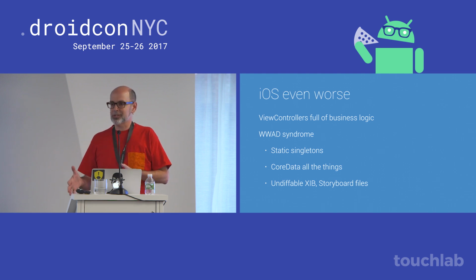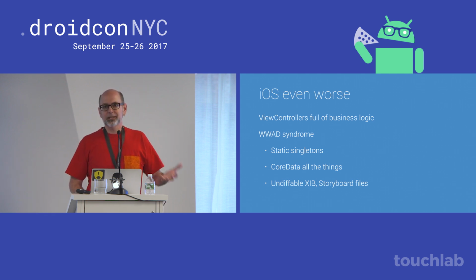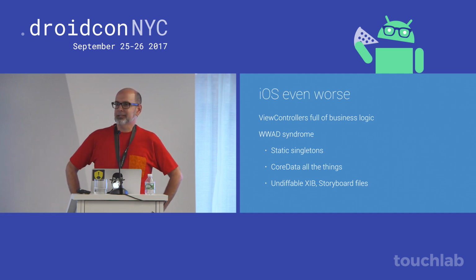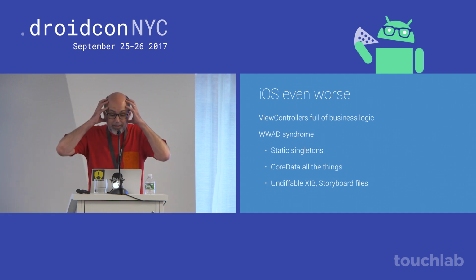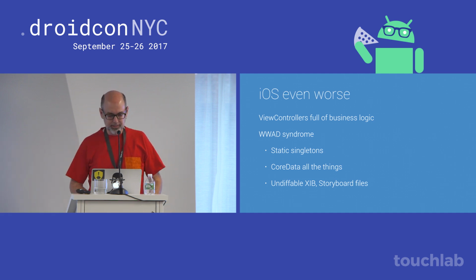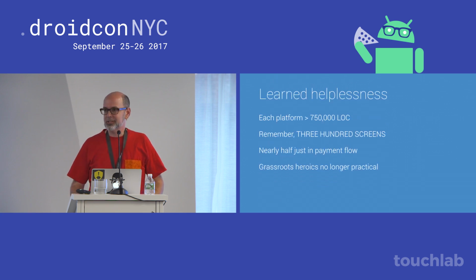Core Data was a great way to start, but now Core Data has bled into public APIs all over the place. We've got undiffable xib and storyboard files. They have a habit of looking over to the Android team saying, God, those guys really have it together. And meanwhile, the Android developers are thinking, oh my God, the house is on fire. So we got ourselves in a situation where everybody's afraid to touch anything.